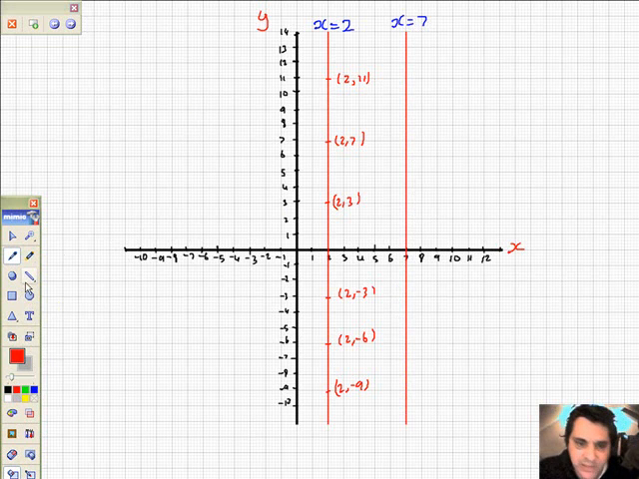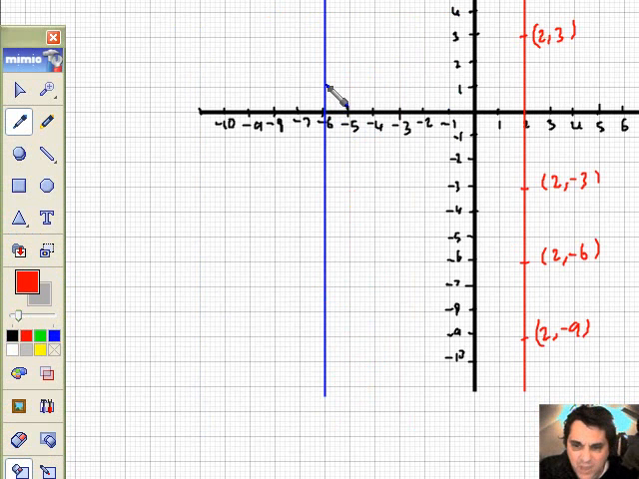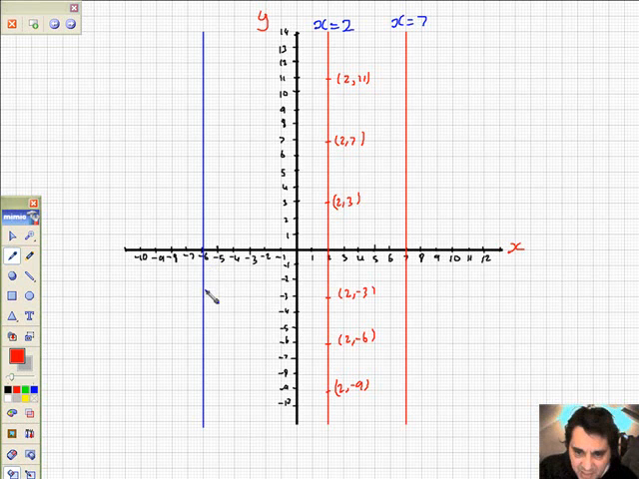In the same way, if I decide to come down this side and I hold it right there and drag it down, everything on that line will have an x value of minus 6. Let's just check it for you. Minus 6, 1; minus 6, 2; minus 6, 7; minus 6, 13; minus 6, minus 4; minus 6, minus 8. So I'm going to call this line, guess what? x equals minus 6. That is the equation of that line.